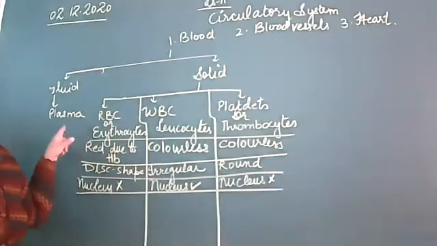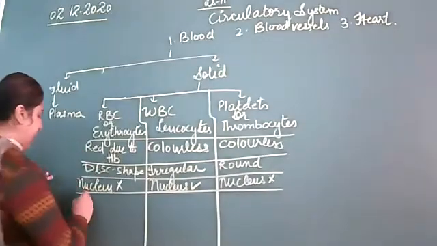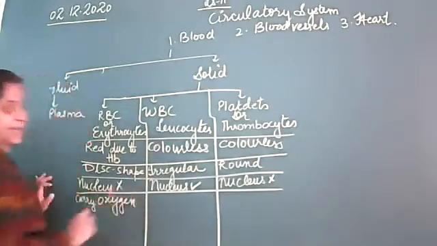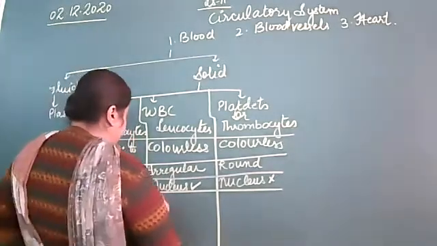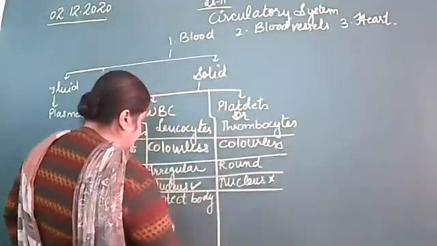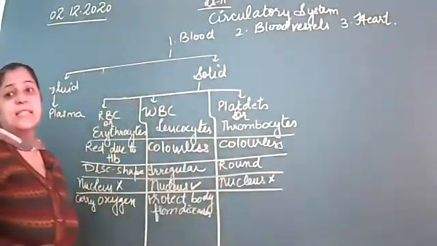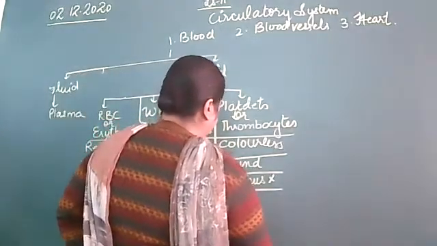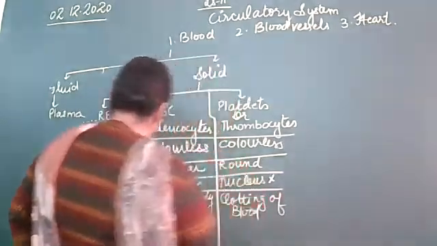Then next is function. Function of RBC, क्योंकि इसमें हीमोग्लोबिन है, so the function of hemoglobin is to carry oxygen. RBCs का मेजर फंक्शन क्या है? Carry oxygen. WBCs का फंक्शन है protect the body from diseases. And platelets का फंक्शन है clotting of blood. Clotting of blood. Right.